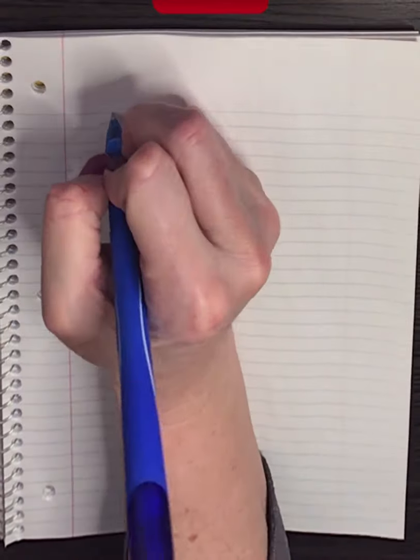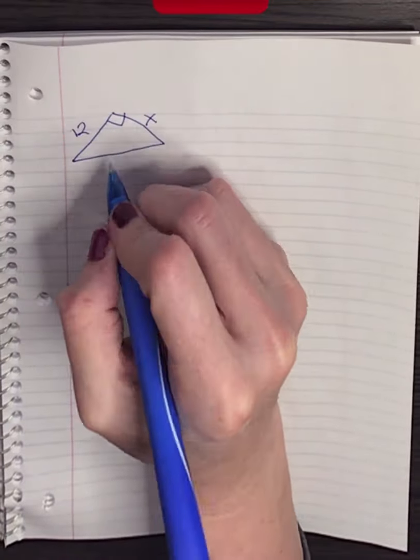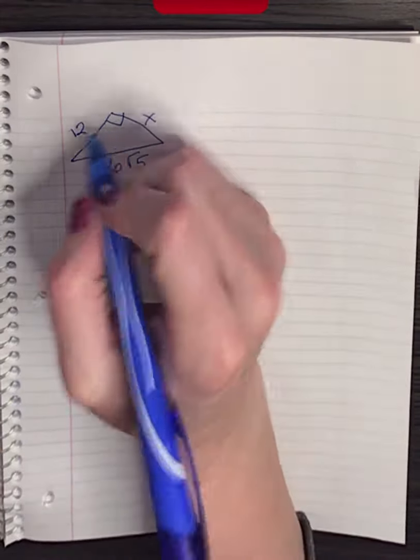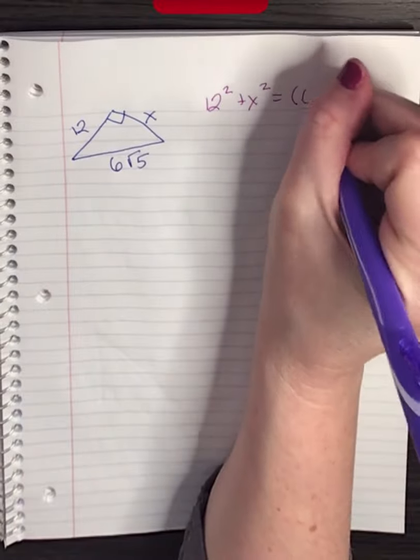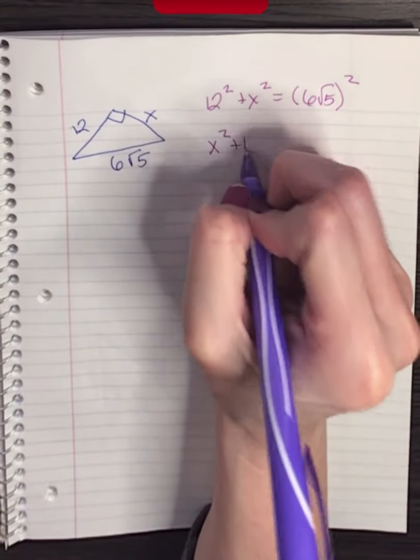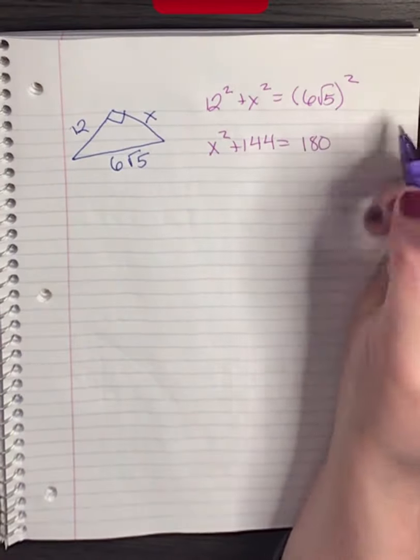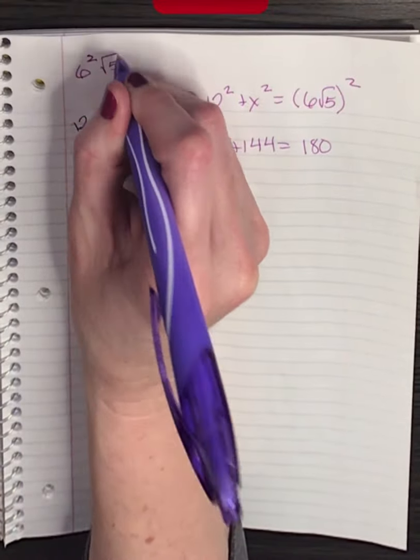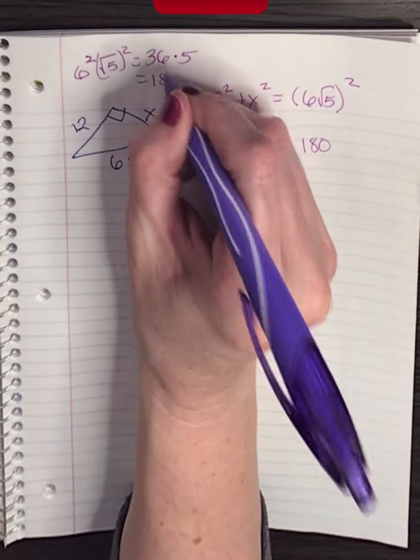All right, I have another right triangle here. Here's my right angle. The sides are 12, x, and 6 times the square root of 5. Okay, I want to find the missing length. So I know 12 and x are the legs. So 12 squared plus x squared equals 6 times the square root of 5 squared. So this would be x squared plus 144. 6 times the square root of 5 squared is 180, because 6 gets squared and the square root of 5 gets squared. So 6 squared is 36, the square root of 5 squared is 5, and 36 times 5 is 180.